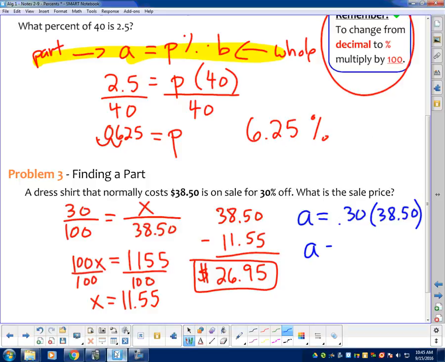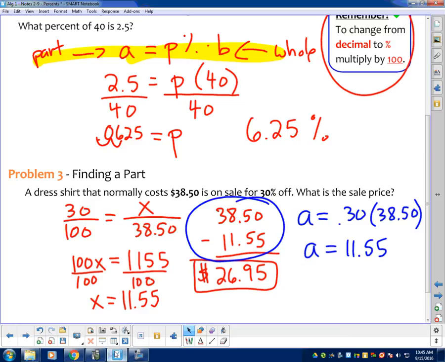So it's A equals 11.55. Remember, once again, that's the amount off. You'd still have to do the calculation right here that we did on your phone's calculator. 38.50 minus the 11.55. Don't go up to the register expecting to pay 11.55 for it. You're taking 11.55 off. And so the sale price is $26.95.